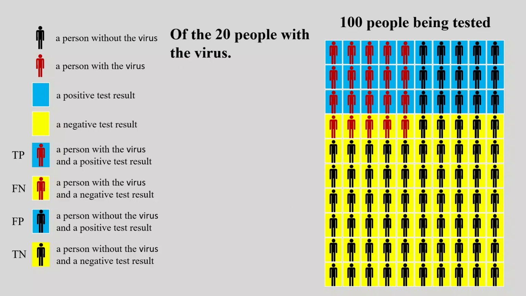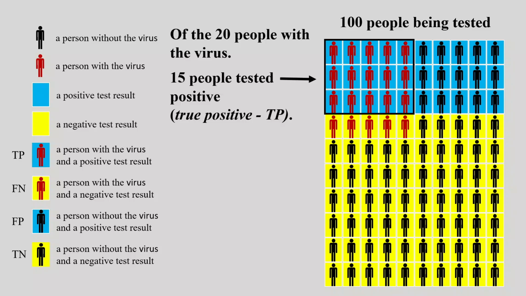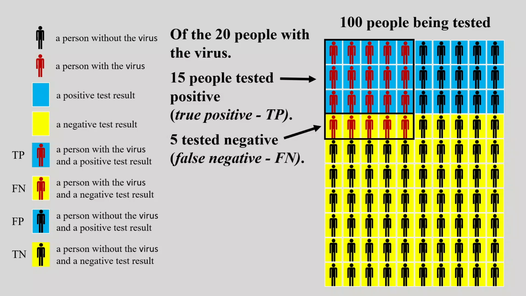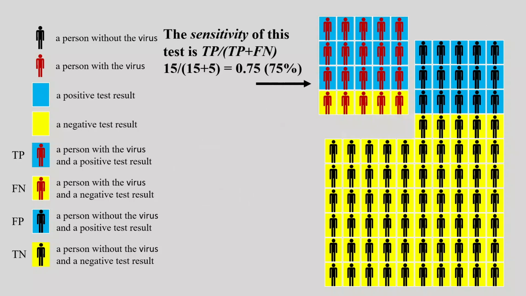Of the 20 people with the virus, 15 people tested positive, true positive test results, depicted here as the red figures with the blue background, and 5 tested negative, false negative test results, the red figures with the yellow background. As mentioned earlier, the sensitivity is the proportion, the percentage of all persons who have the virus and test positive for the virus, true positives, to all the persons with the virus, the true positives plus the false negatives. The sensitivity of the test in this example is 15 divided by 15 plus 5 equaling 0.75 or 75%.